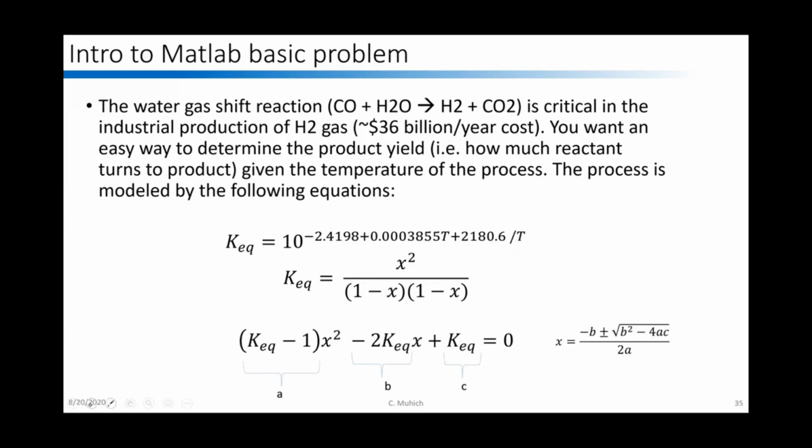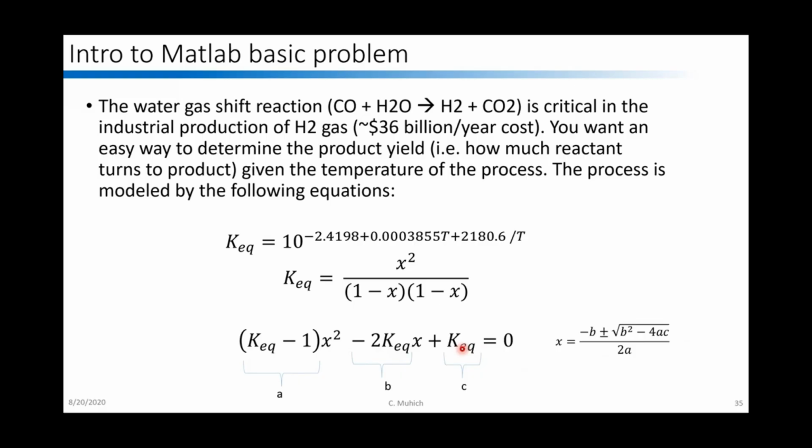All I need to know is how to solve this lower equation, which if I multiply it all out and rearrange, we can get a quadratic equation of the form the quantity KEQ minus 1 times x squared minus 2 KEQ x plus KEQ equals 0. A nice simple quadratic equation, which we know how to solve via the quadratic formula, where A is this first term, B is the second term, and C is the third term.